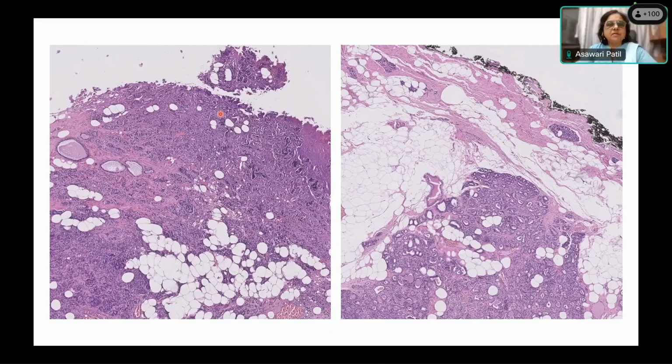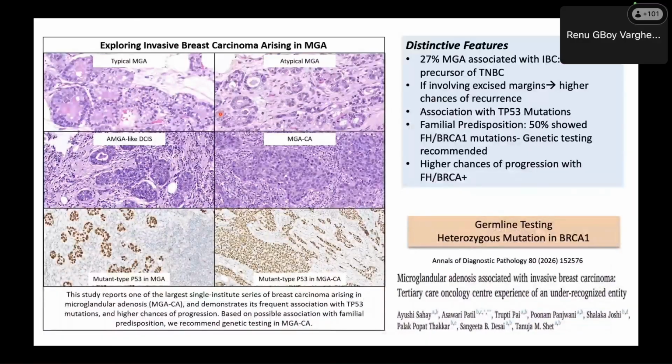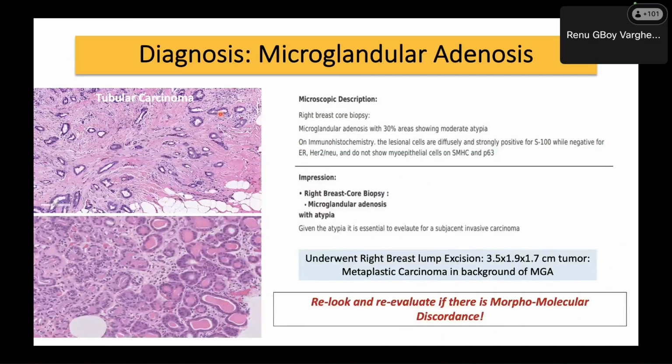Any comments by chairpersons? Yeah, I would like to highlight, it's related to the previous question. You've answered it, because how do we report a microglandular adenosis when there is a definite lump, and what happens when it finally comes out as a cancer, as a malignancy? Do we have a problem? Does the pathologist who reports the core biopsy have a problem? They have to be careful in reporting. That's what I'd like to bring out.